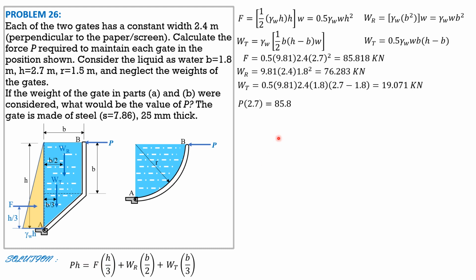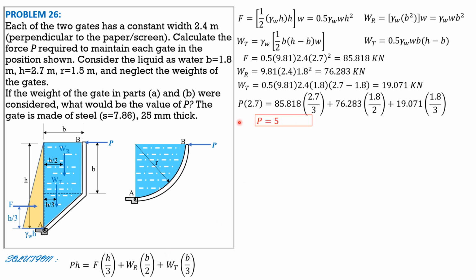P times 2.7 equals 85.818 times 2.7 over 3 plus 76.283 times 1.8 over 2 plus 19.071 times 1.8 over 3. Then we can now solve for P. P is equal to 58.27 kilonewtons.